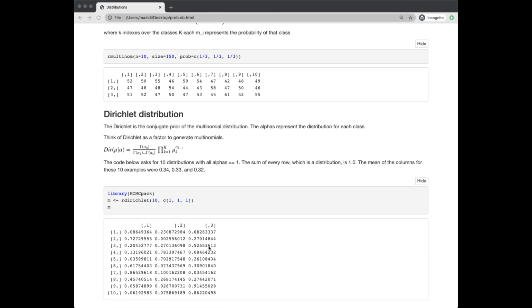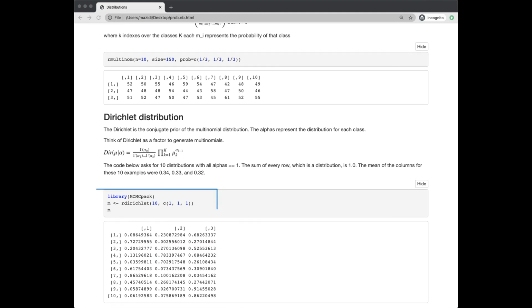You can think of the Dirichlet distribution as a multinomial factory. Here we ask for 10 distributions with all our alphas equal to 1. The sum of every row, which is a distribution, is 1. The mean of the columns for these 3 examples are 0.2, 0.38, and 0.39. When we ran with 1,000 examples, the means were closer to 0.3 each.